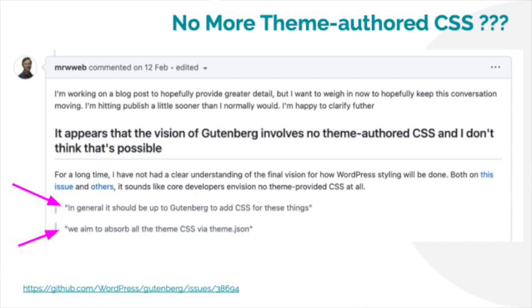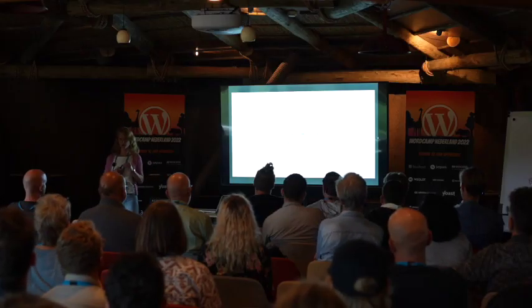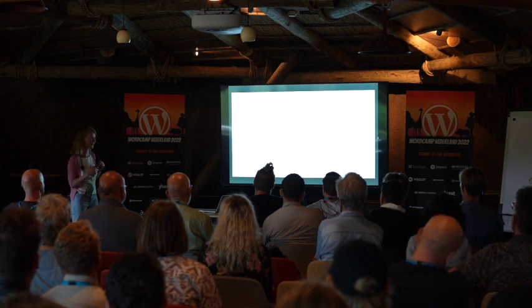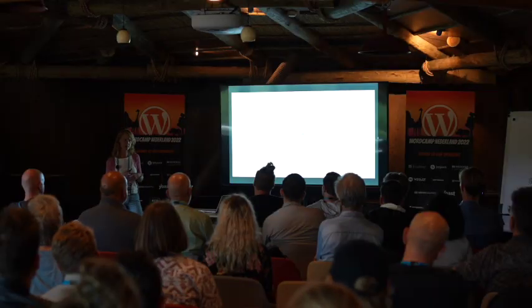I'm like, maybe it's possible, but I don't really see it. I'm used to having a lot more fun with CSS and the nitty gritty and stuff. Can we really put it all into a JSON file and then not have all the WordPress websites just look alike?